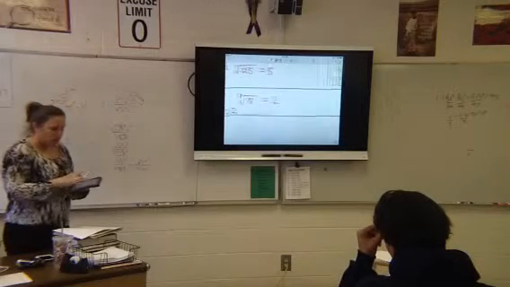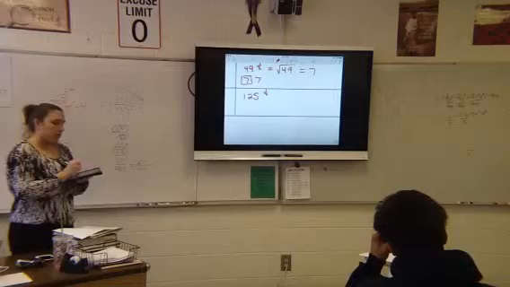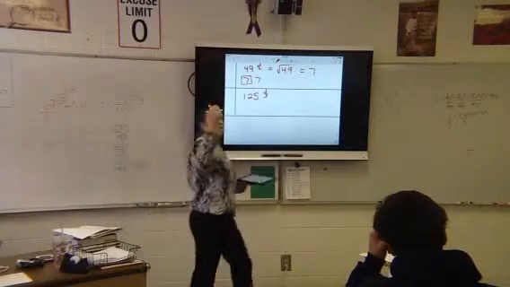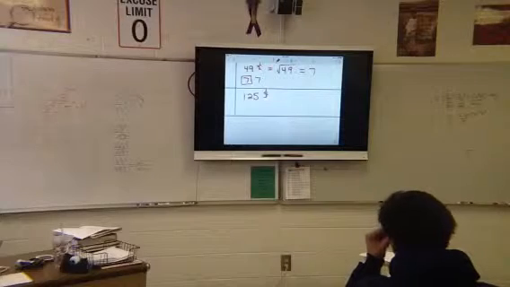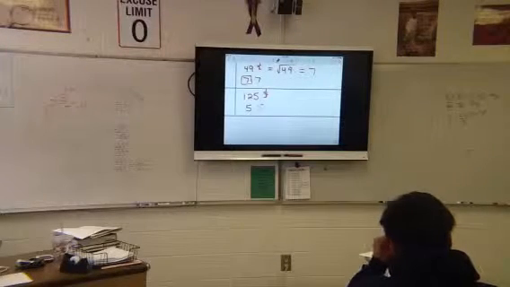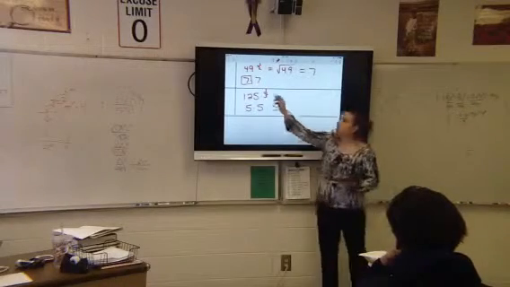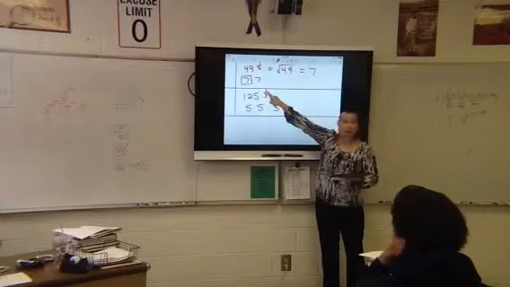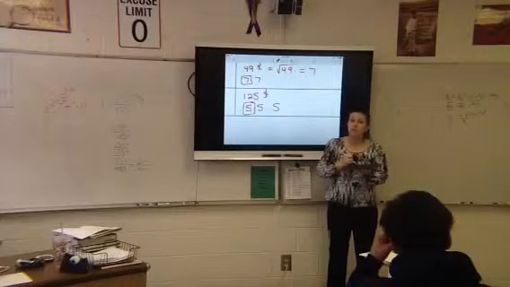Okay? All right, so now if I do 125 to the 1/3. What times what gets me 125? 5. Good, guys. So 5 times 5 times 5. Now, how many parts am I going to use here? Just 1 part, right? 1 part out of the 3. So my answer is going to be 5.